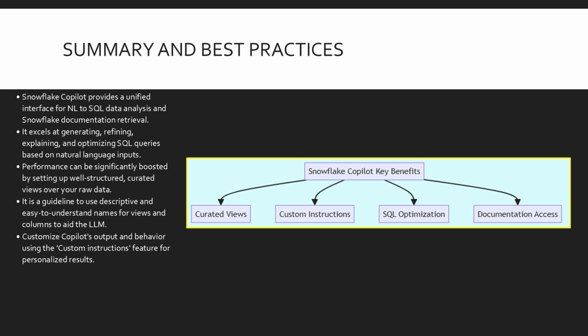To ensure the fastest and most accurate performance during your analytical tasks, remember that performance can be significantly and reliably boosted by strategically setting up highly focused, well-structured, curated views over your massive raw data sets, providing essential context to the model. Following strict internal guidelines, it is paramount that you consistently use descriptive and truly easy-to-understand names for both these curated views and their corresponding columns. This clarity fundamentally helps the underlying large language model accurately interpret the necessary business context, drastically reducing ambiguity and enhancing precision substantially.